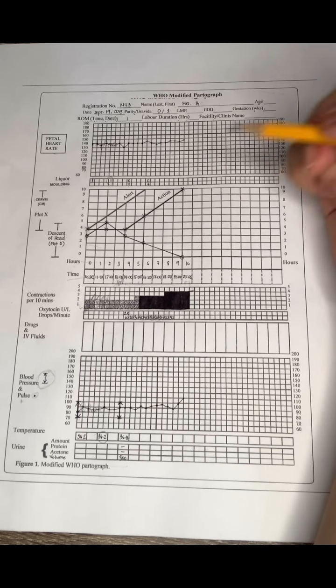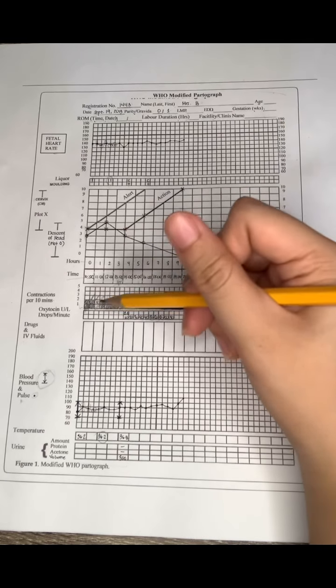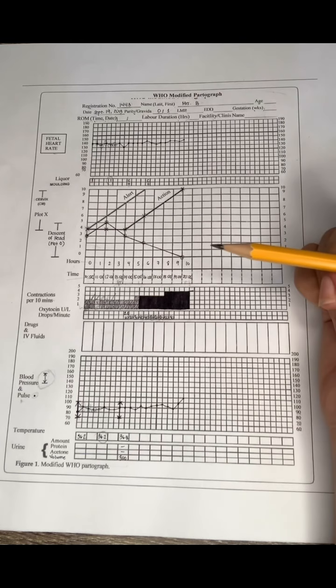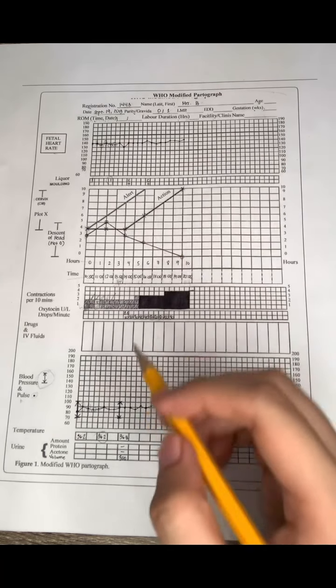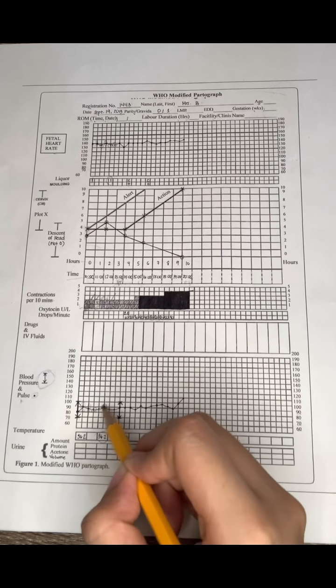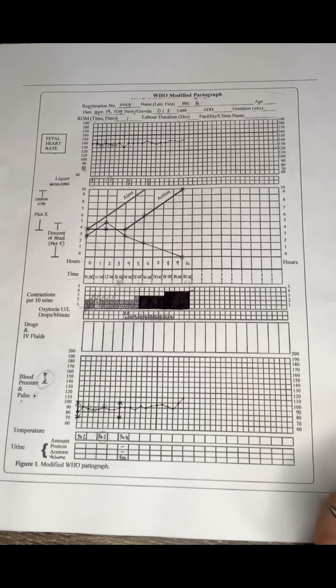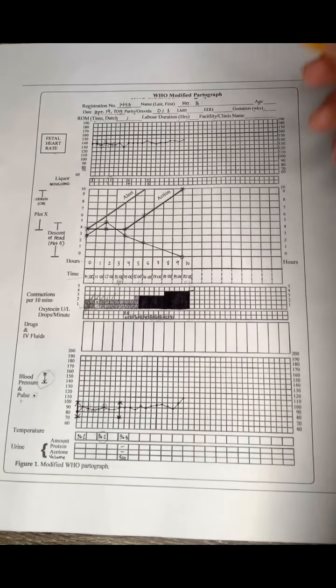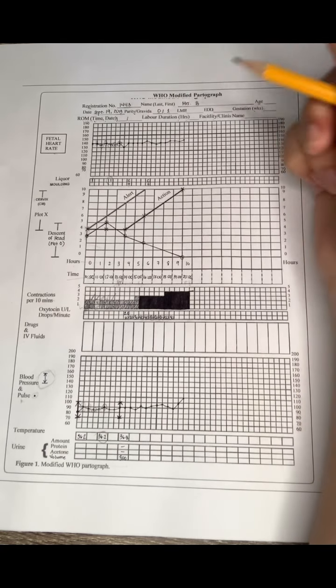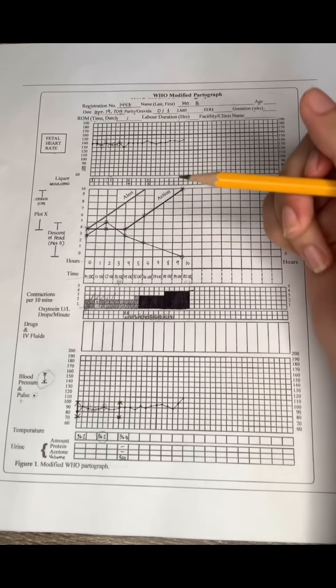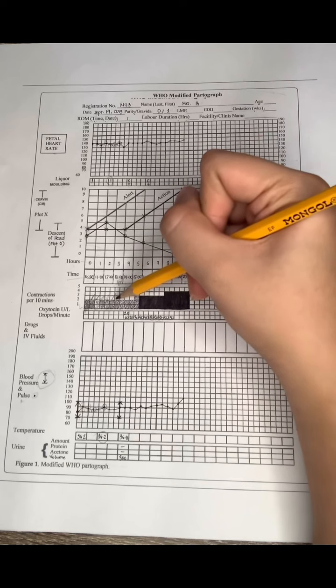Then the contractions, 2 per 10 minutes, each 30 seconds. Stripe lines gihapon. Then the pulse is 90 per minute. Dayon, at 1 o'clock in the afternoon, the FHR is 140. Contractions, 2 per 10 minutes, each 30 seconds.